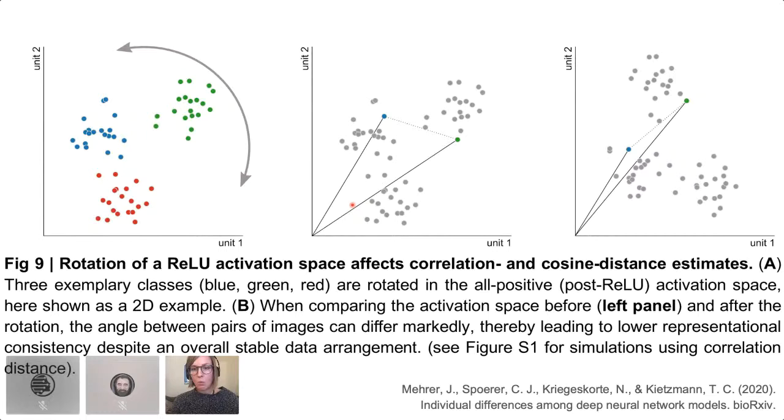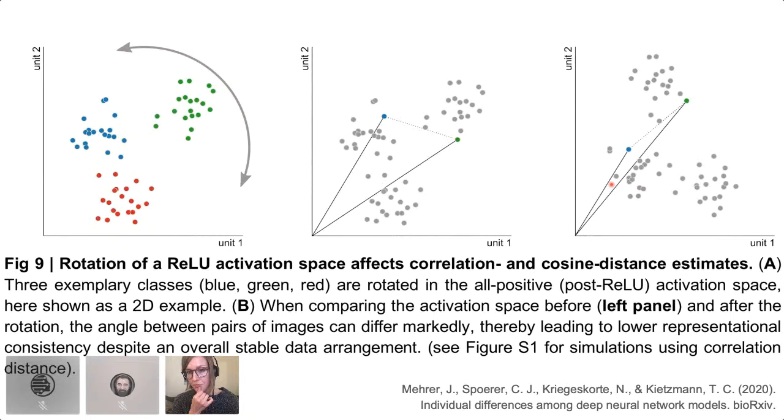When we rotate this activation space in the third panel, the Euclidean distance is unaffected. It's the same. The Euclidean distance between these two points is the same, but the angle between the vectors has changed, which means that any metric that depends on the angle between these vectors, like correlation or cosine-based distance, will not be invariant to rotations.